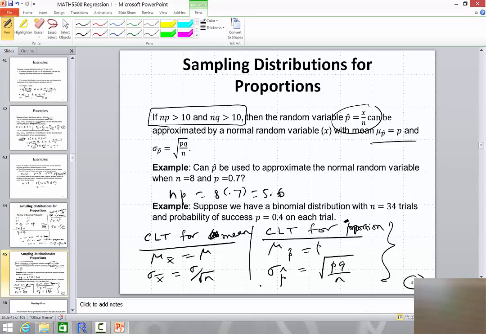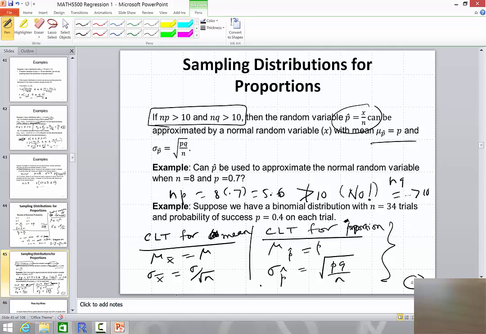Is this bigger than 10? No, right? Not bigger than 10, so we cannot. If this were true, you would have to try one more: you need to try n times q as well, and that also should be bigger than 10. Okay, that is the condition.